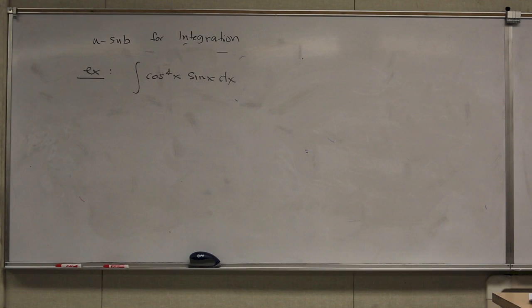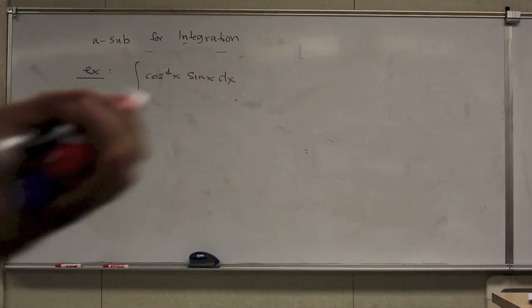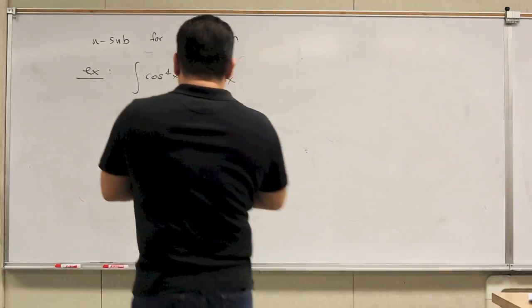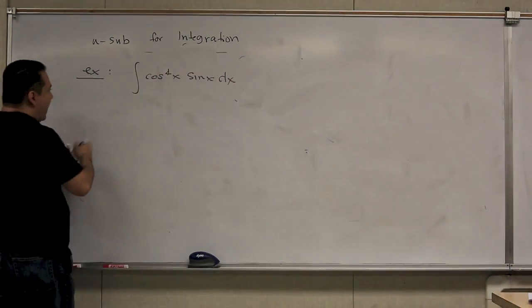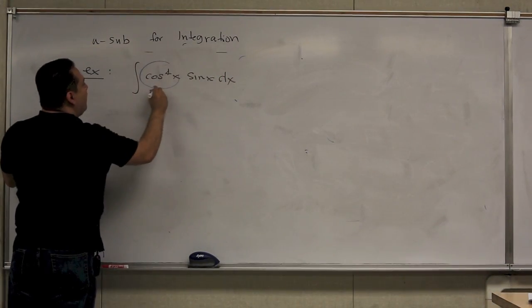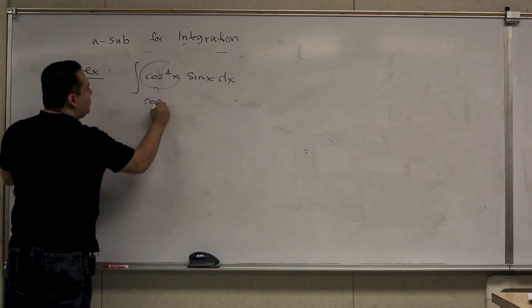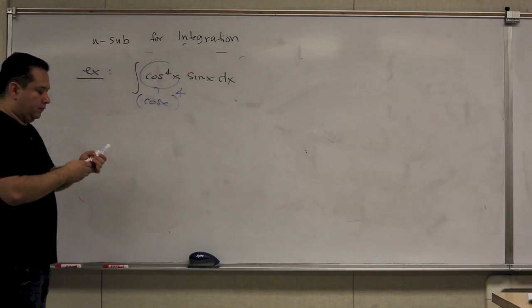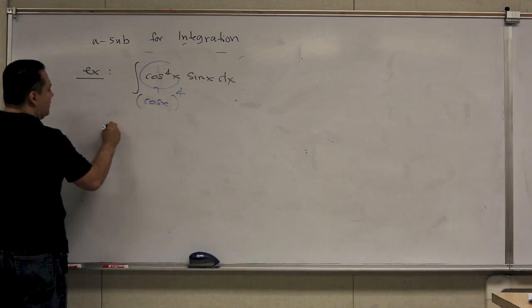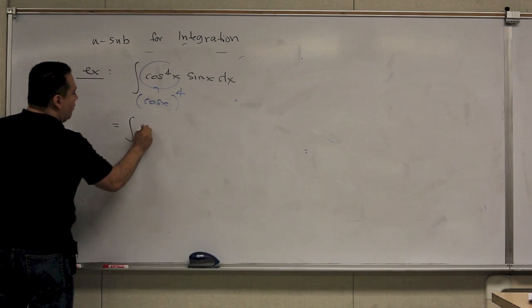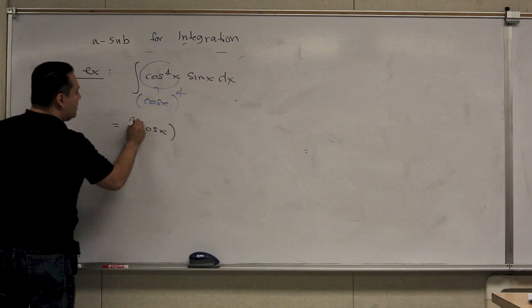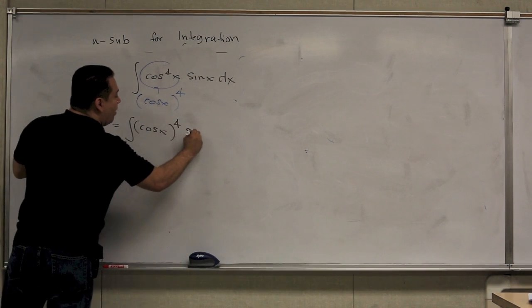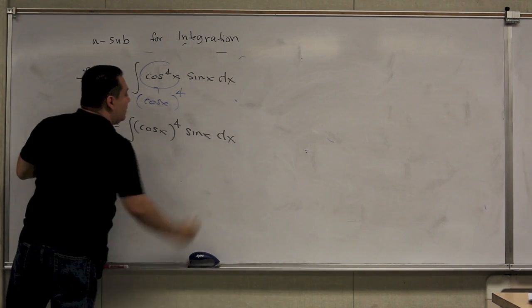How many people are done? All right. So some people notice that this portion here, what does that mean? This is cosine x to what power? To the fourth power. So what this equals is the integral of cosine x to the fourth power, sine x dx.